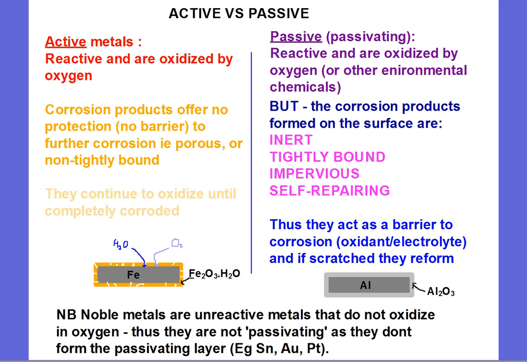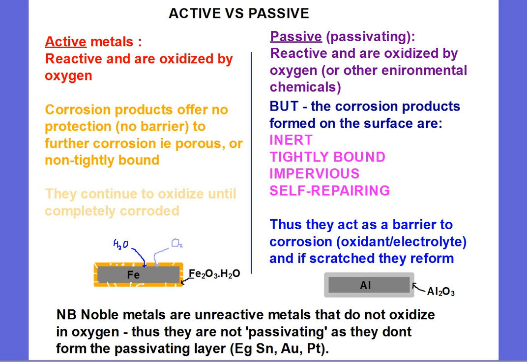Active and passive metals are both reactive metals. They react with oxygen or chemicals in the environment to produce a corrosion product layer. But for active metals, the corrosion products offer no protection from further corrosion. That's because they're porous or not tightly bound. Therefore, oxidants and electrolytes can still contact the metal surface. Therefore, they can keep corroding. An example of that is iron.